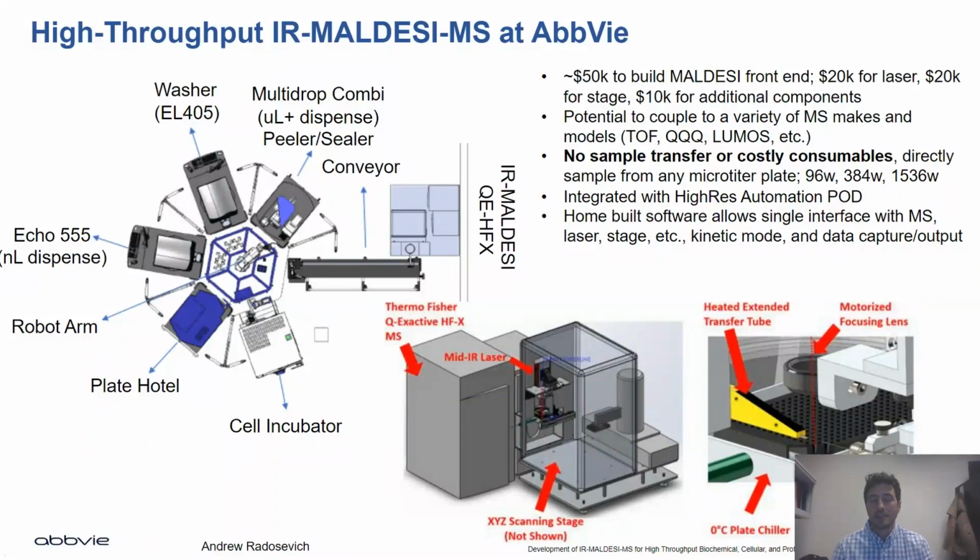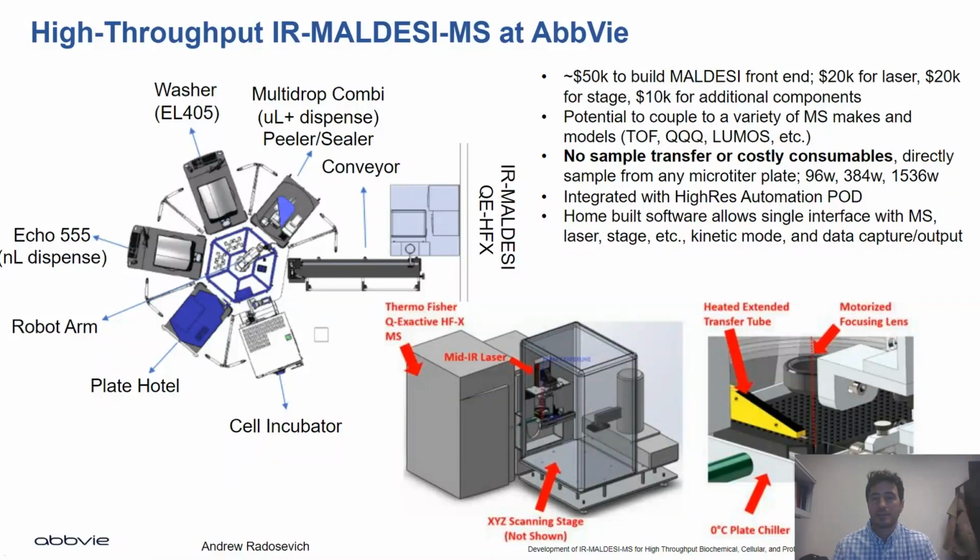So some advantages of this setup, it only costs about $50,000 to build the front. After buying the mass spec, it only costs about $50,000 to build the rest of it. So $20,000 for the laser, $20,000 for the stage, and another $10,000 for additional components. And at the end of this talk, I'll show you our next generation model, which actually does away with the stage, and I'll explain how we're doing that.